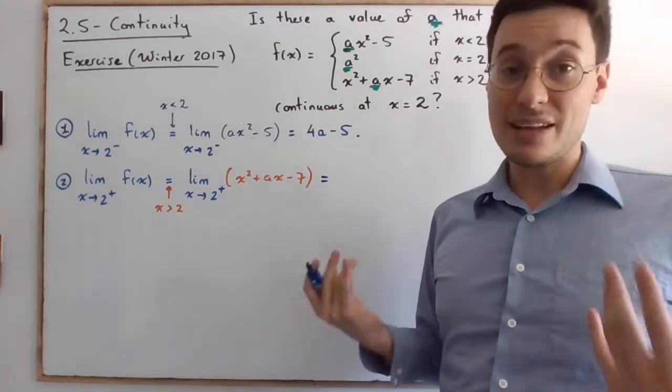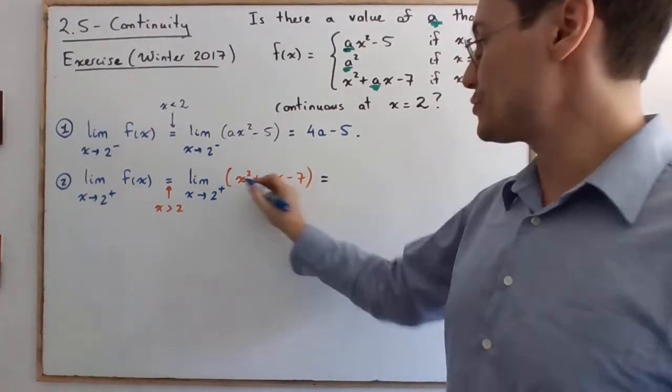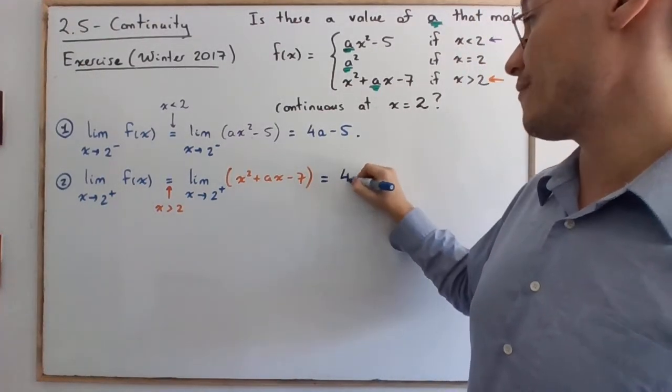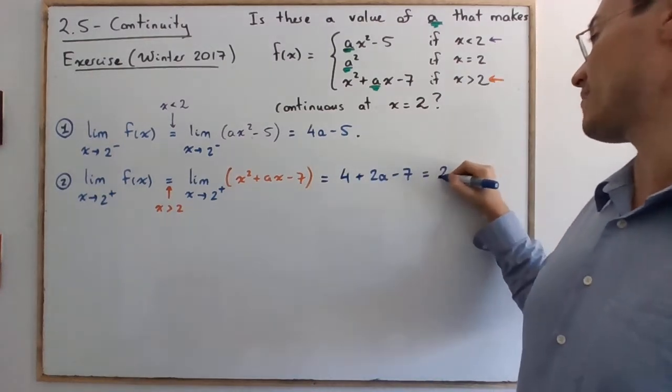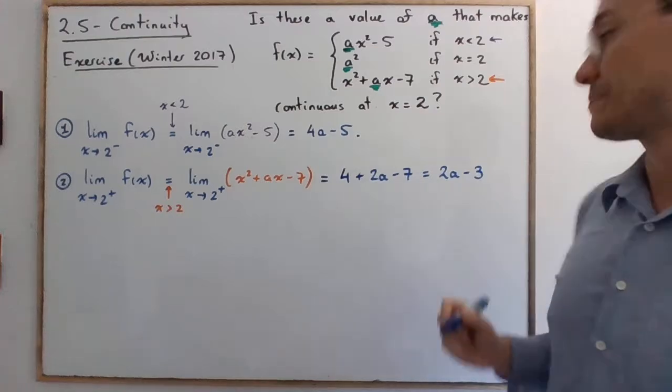Again, this is a direct substitution. So you just replace 2 everywhere there's x. So you have 4 plus 2a minus 7. Let's simplify that: 2a minus 3.